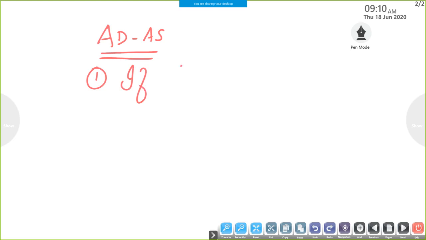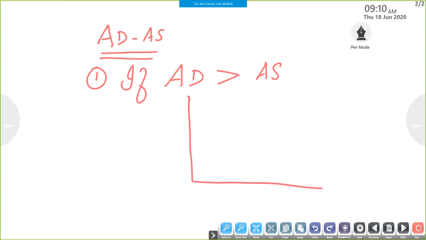If AD is greater than AS, we can take a diagram. From there we can explain this deviation. For this, first we need the equilibrium level of the ADAS approach. It should be completed. You should mention here GDP, here AD and AS.